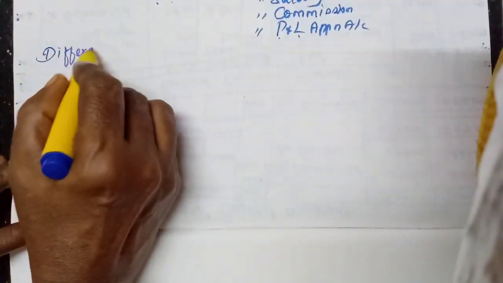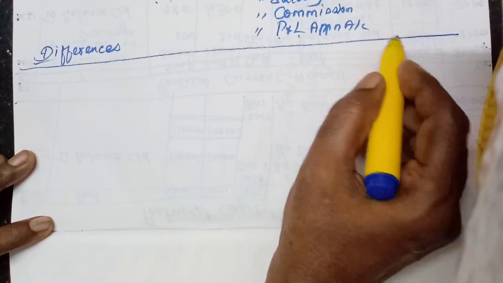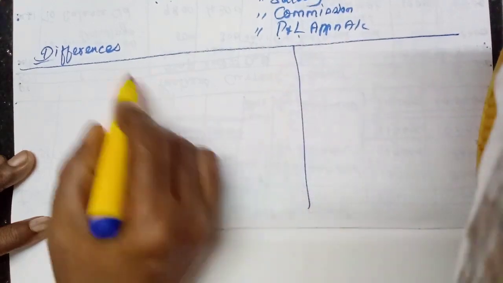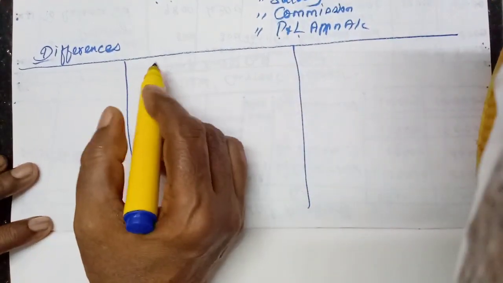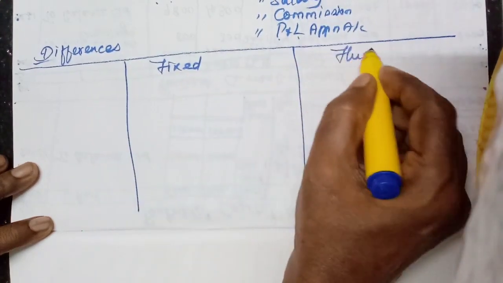Very easy differences only, what we have learnt. Differences between fixed capital method and fluctuating capital method. Fixed capital method, fluctuating capital method.